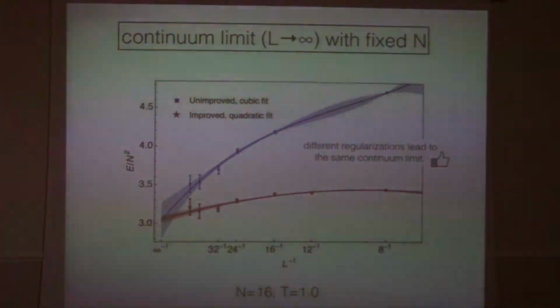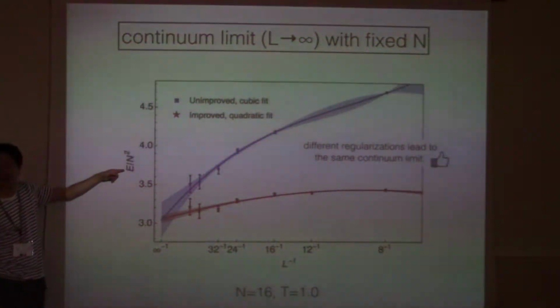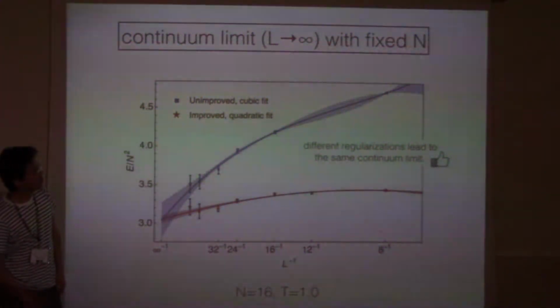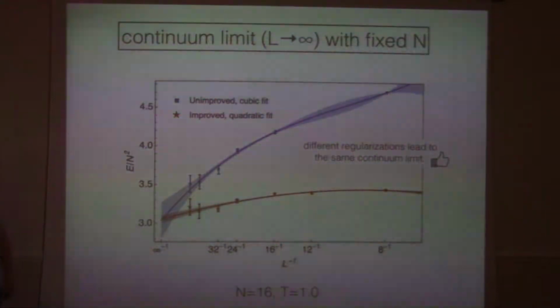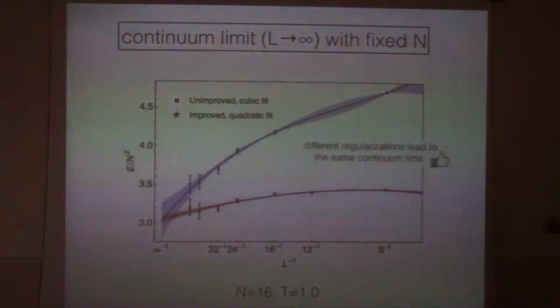Okay, so for example, what do we do? We measure the energy divided by n squared. This is a good quantity which scales like order n, order 1. For each fixed n and each fixed temperature, we measure the energy for different lattice sizes, and we take the continuum limit. Here we call the lattice size L.